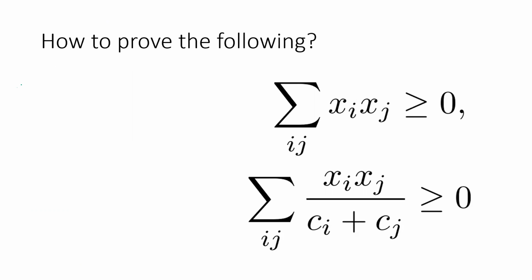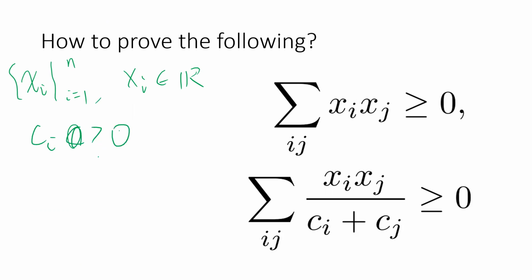So the setting is that we have some numbers x_i, i from 1 to n, and our assumption is that all the x_i are real numbers, and the c_i are also some positive numbers. Okay, and we want to prove the following two.